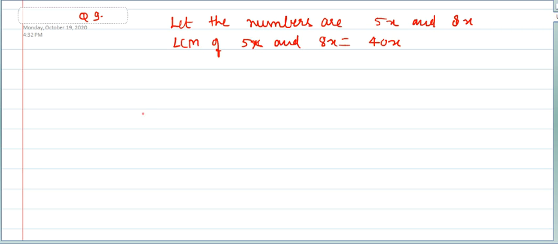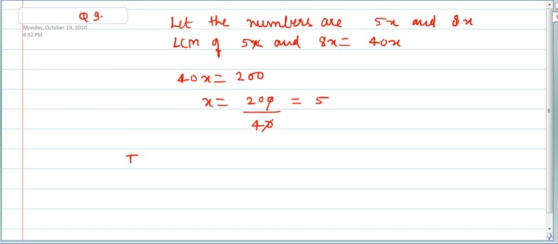Okay, and it is given that LCM is 200. Now 40x equals 200. So x is 200 upon 40, 0 is cancelled, and 20 upon 4 is 5. So we just write the numbers are 5x and 4x.